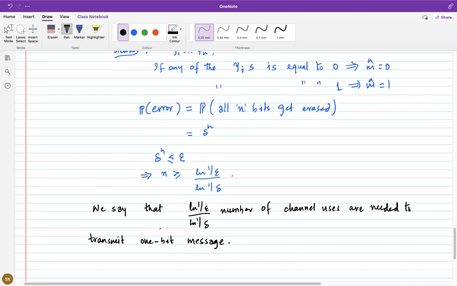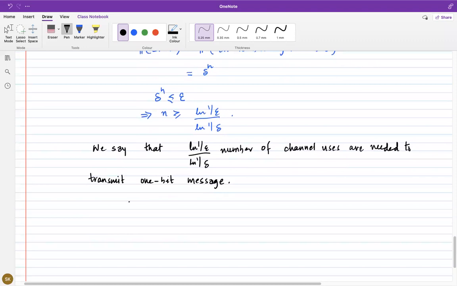So therefore, for this particular channel, the number of bits that you can send per channel use. So for one bit of message you need to use the channel these many number of times. So therefore, by the unitary method, you can simply say that per channel use, you are trying to send 1 by these many number of bits.